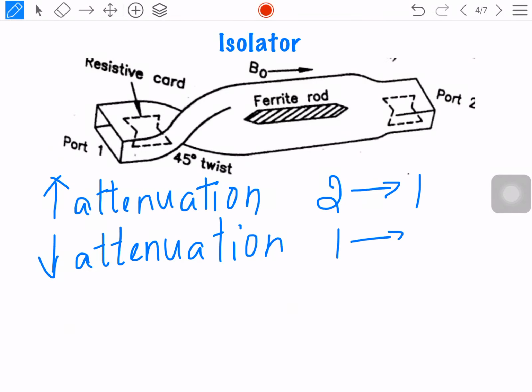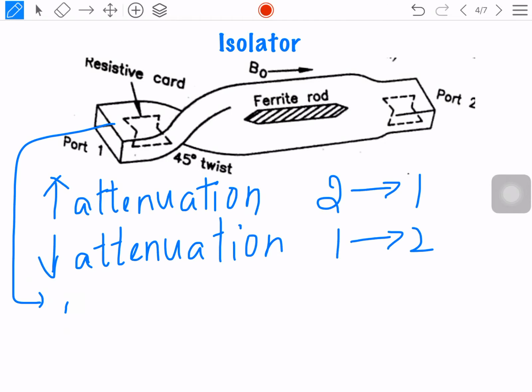See, when the signal is passing from 1 to 2, it will have minimum, negligible attenuation. If the same signal is passing from port 2 to port 1, it will have the maximum attenuation. Now, construction-wise, an isolator is just similar to the gyrator only.